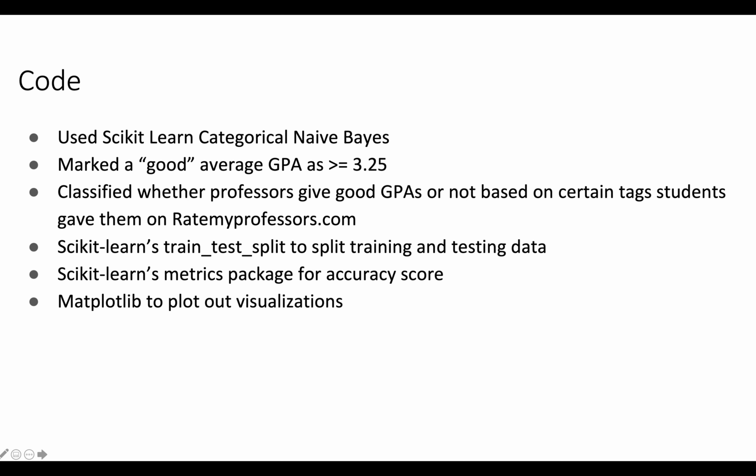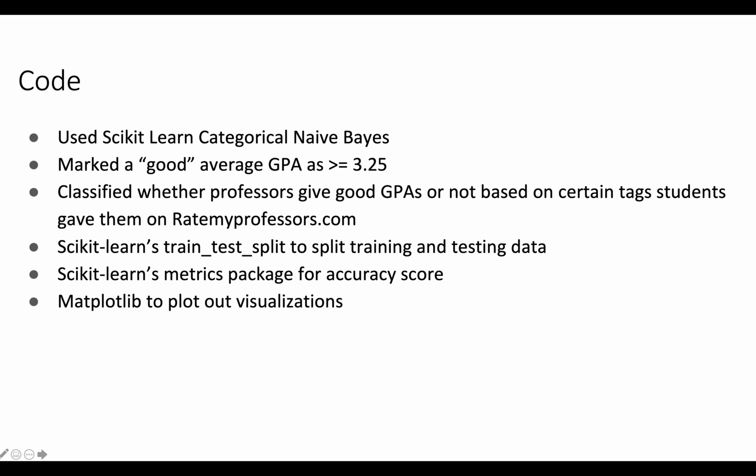Going into our classifier, we use the scikit-learn categorical naive Bayes classifier, and we basically went in and set a threshold on what is considered to be a good GPA and what isn't a good GPA. So anything above or equal to 3.25 would be considered a good GPA, and anything below that would be a bad GPA. So our model is trying to classify whether a professor gives a good GPA or not based on certain tags that students give them on ratemyprofessors.com.